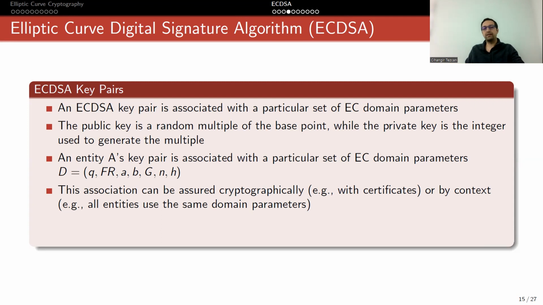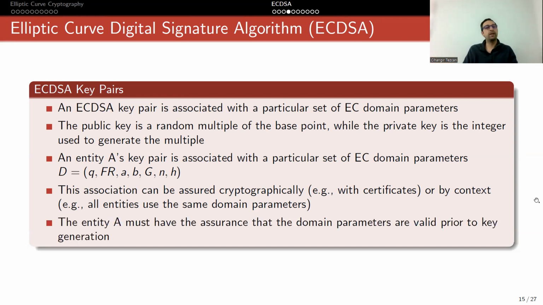For example, all entities use the same domain parameters, and this is what we do in cryptocurrencies. Everybody is using the same domain parameters. So whenever somebody gives you a wallet address, you know exactly what you are going to do with it when you want to transfer money to it. So the entity must have the assurance that the domain parameters are valid prior to key generation. This is very, very important. So you have to check if these parameters are correct.